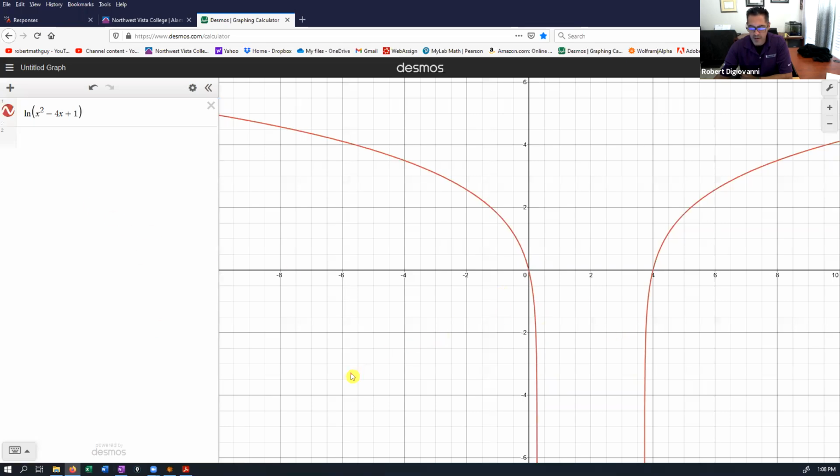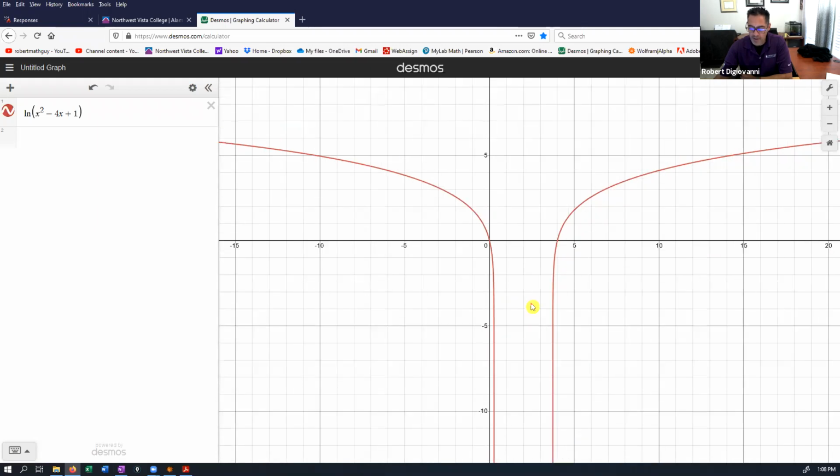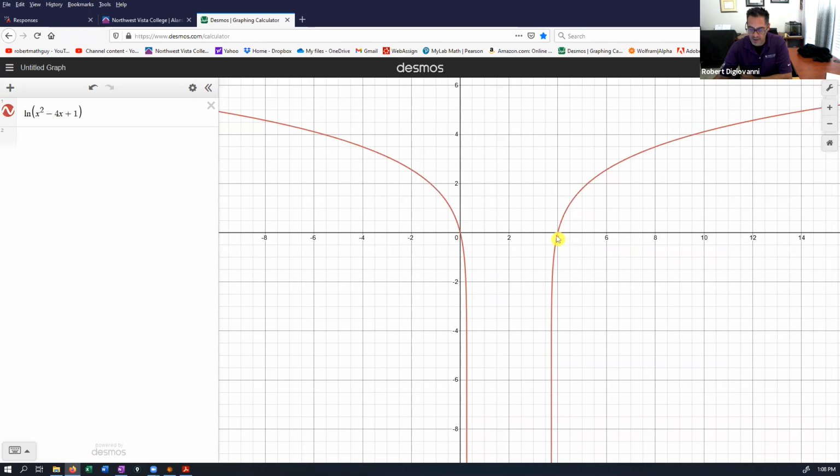So here's the graph of that function. And what we just found was the equation of the tangent line at the point 4, 0, which is right here at this point. So let's see if we got it right. It was 4x minus 16. Yeah, 4x minus 16. There it is.